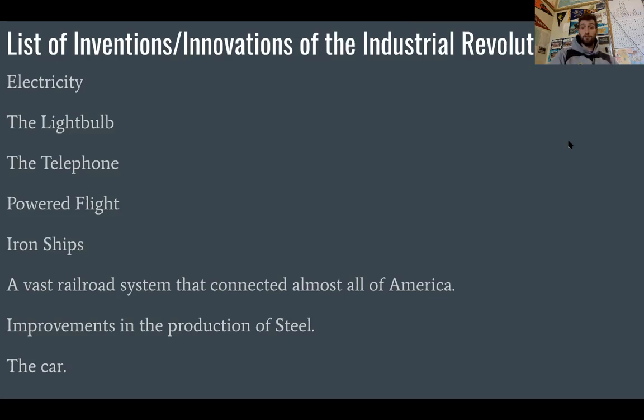People could start traveling further and faster. Iron ships, again, improvements in travel. Railroads, improvements in travel, right? The production of steel, this is really important.